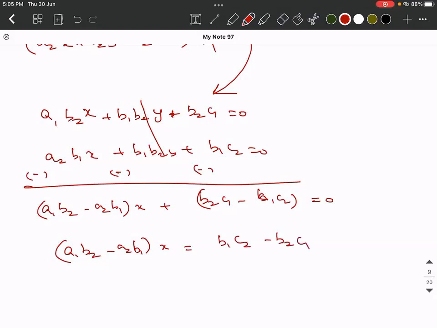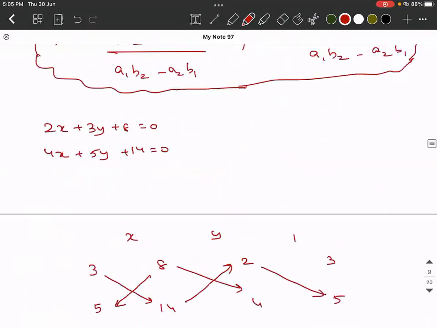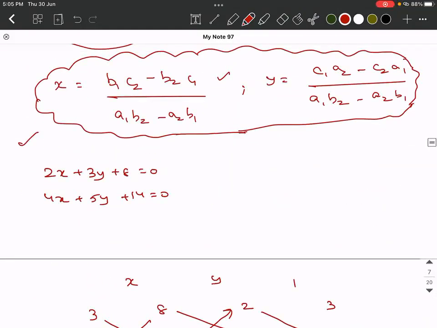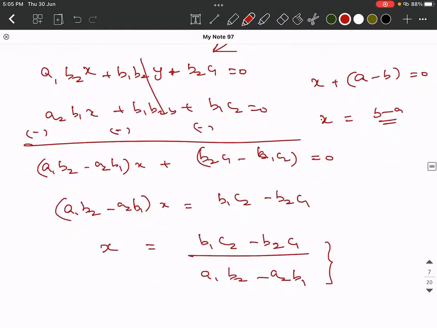If you understand what I mentioned: generally, if x plus a minus b is equal to 0, then x will be equal to b minus a. So b will go to the other side as plus and a will go to the other side as minus. That's what I did. So I swap: b1 c2 minus b2 c1. x is equal to b1 c2 minus b2 c1 divided by a1 b2 minus a2 b1. Is this not the value that I put within that bubble? Check your notes. So you can cross verify. Is it right? b1 c2 minus b2 c1 divided by a1 b2 minus a2 b1.